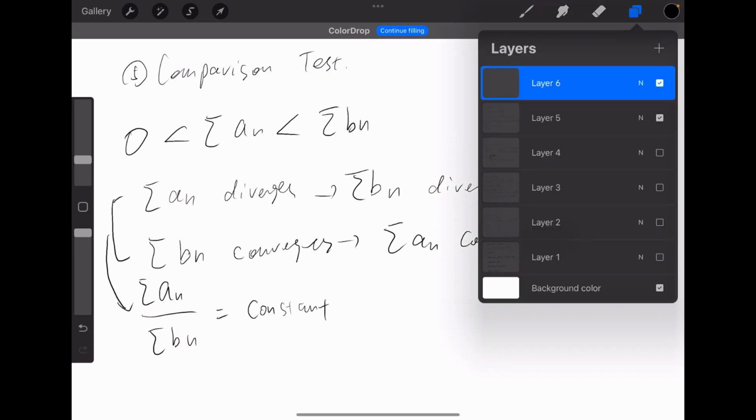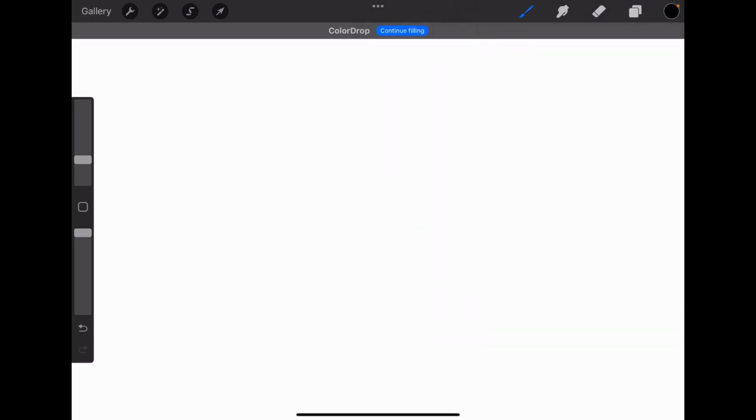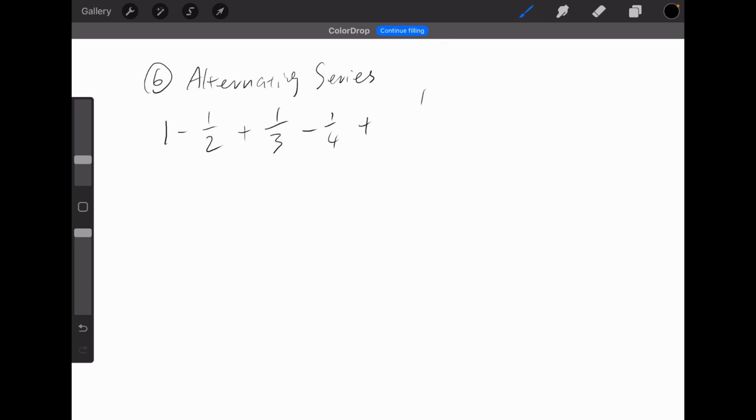And the second last test would be the alternating series test, the number 6 test. We use this test when we encounter an alternating series which looks like this: 1 minus 1/2 plus 1 over 3 minus 1 over 4 plus 1 over 5, and so on. If I write it in sigma notation, it would look like this: (-1)^(n-1) over n. And let's call the 1 over n an.